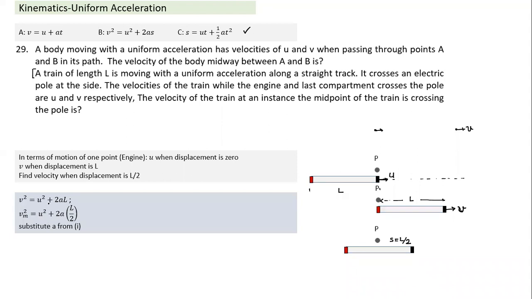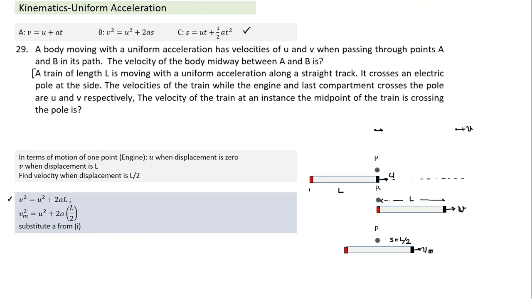So when the midpoint is crossing, this is the equation. I have applied this equation corresponding to this figure and this figure. Displacement is L, and you can substitute. Second case, Vm. What does Vm indicate? Velocity. At this particular instant, the velocity is Vm when the midpoint of the train is crossing.